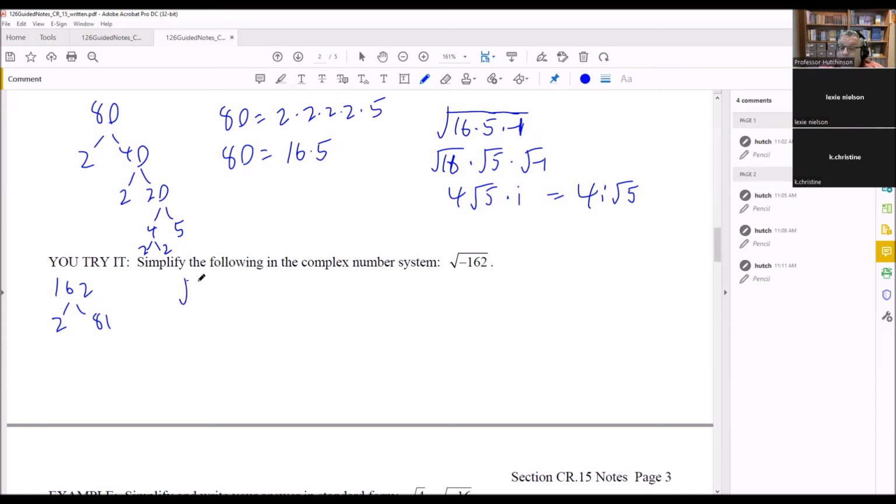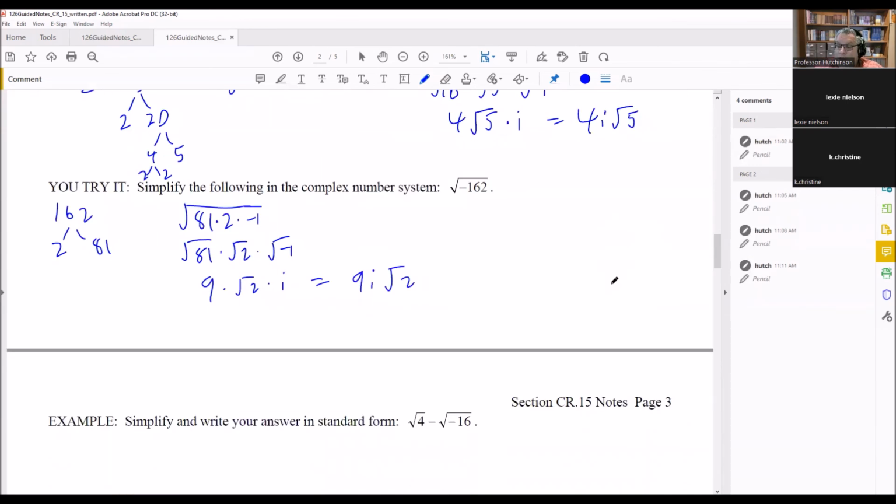So I can rewrite this as 81 times 2 times -1. All that multiplies together to equal -162. I can write all this out separately: the square root of 81 becomes 9, and then I have times the square root of 2, and then times i, and I can put that together and write 9i square root of 2. That's how I write the number in the complex number system.